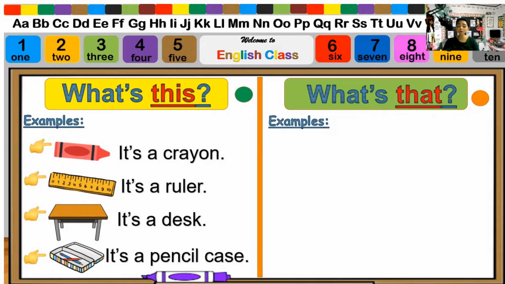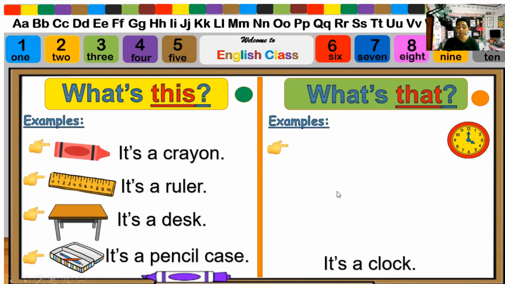Now we are on the other side, which is the what's that question. Something that is far from us. We're pointing to something that is far. Let's see the example. You see the clock and the finger. There's some space between the finger and the clock, so it's far. We will use the question, what's that? It's a clock.